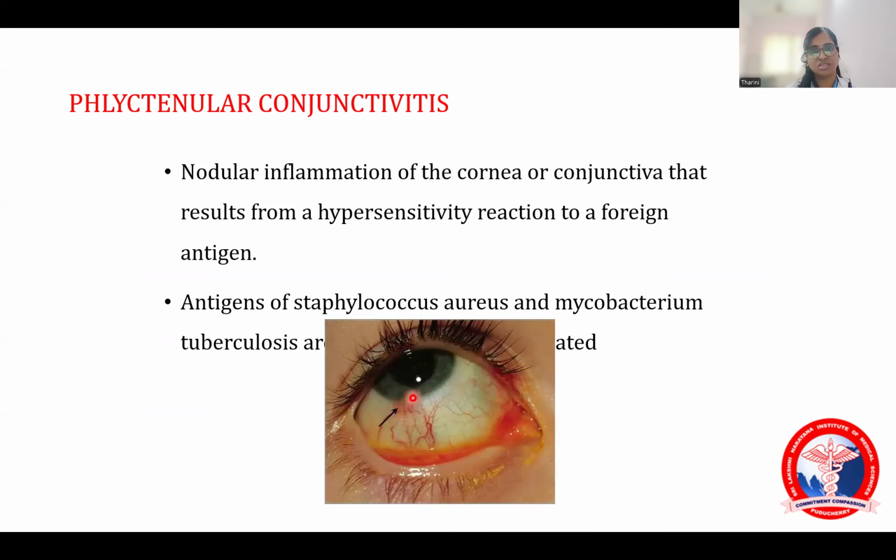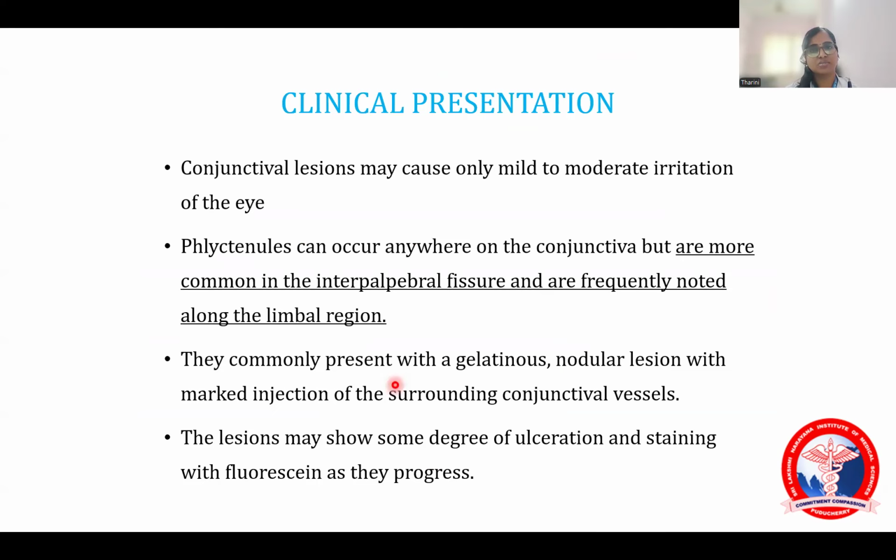Then comes phlyctenular conjunctivitis. It is a nodular inflammation of the cornea or conjunctiva resulting from a hypersensitivity reaction to a foreign antigen. Antigens of Staph aureus and Mycobacterium tuberculosis can cause this condition. Clinical presentation: the conjunctival lesions may be only mild, causing mild to moderate irritation of the eye. Phlyctens can occur anywhere on the conjunctiva, but are more common in the interpalpebral fissure, and frequently are noted along the limbal region. They commonly present with a gelatinous nodular lesion with marked injection of the surrounding conjunctival vessels. The lesions may show some degree of ulceration and staining with fluorescein.